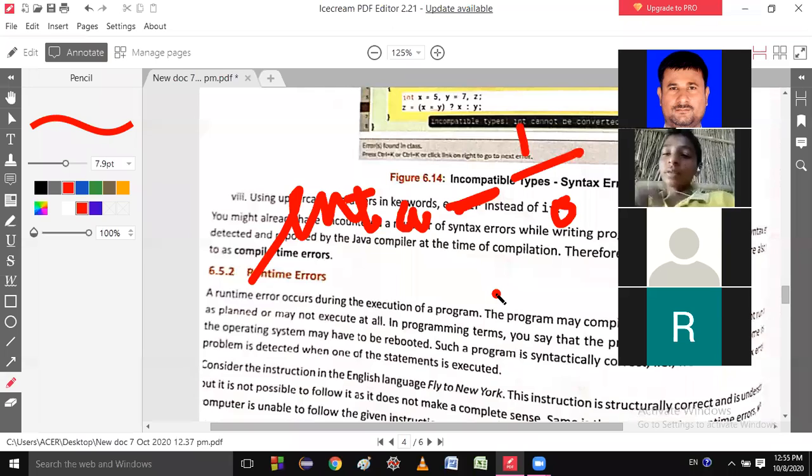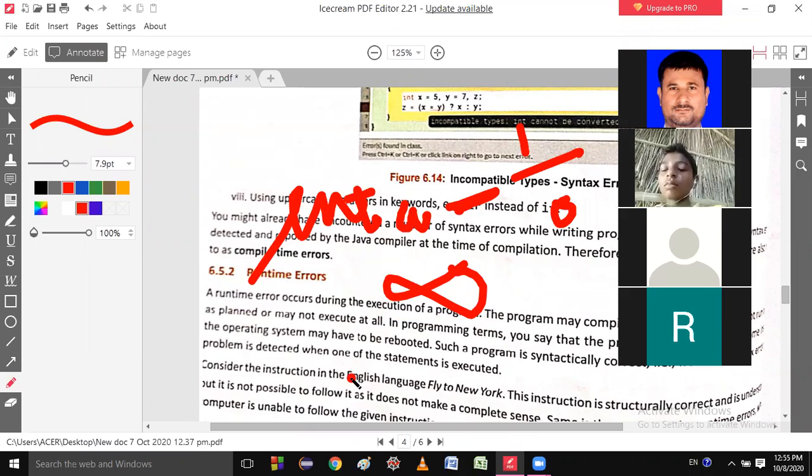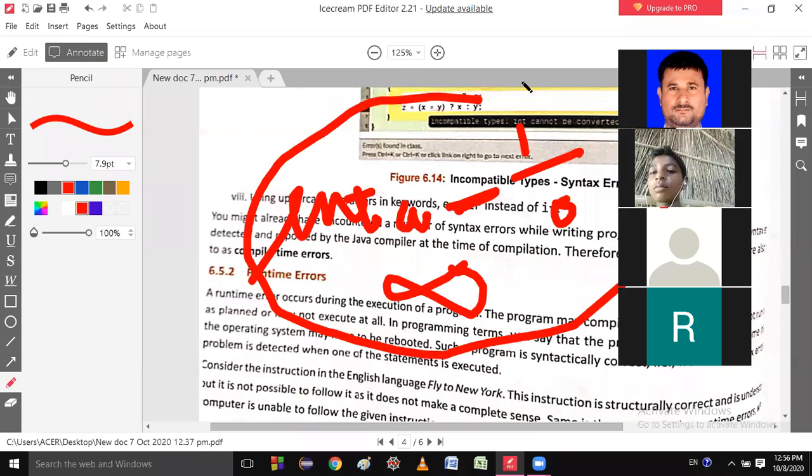Yes, sir. It will give infinite. It will give an infinite result. So infinite means it can be a big number. In a computer, if you get an infinite result, there is no memory to store that infinite result because it is a big number. So that's why this will cause a runtime error.